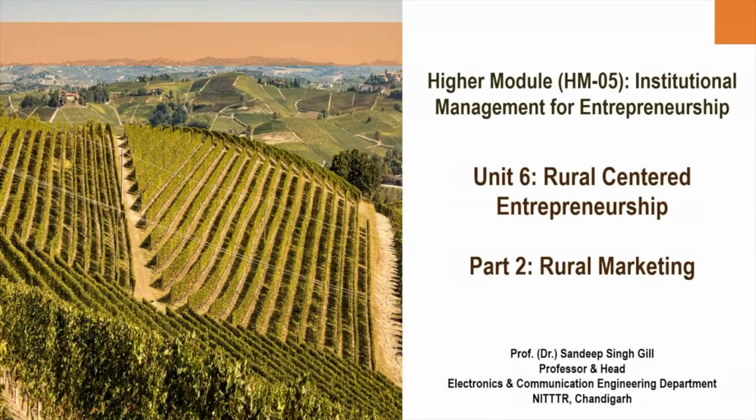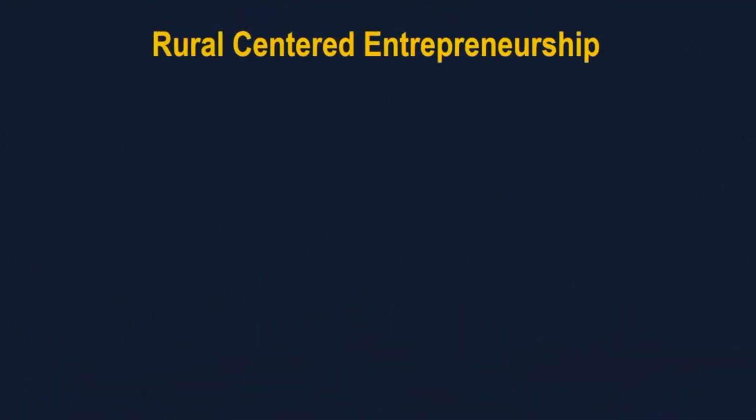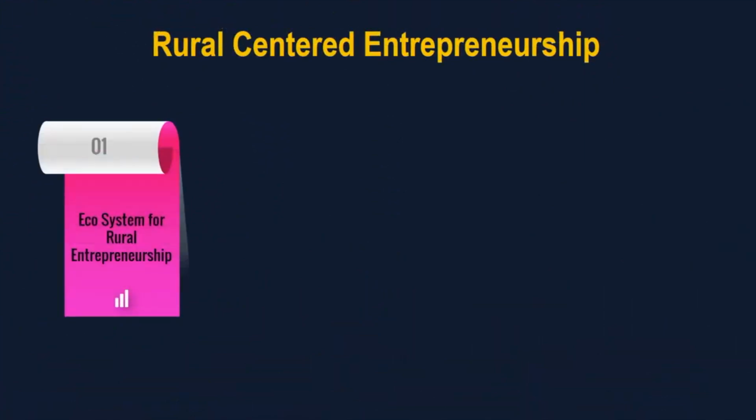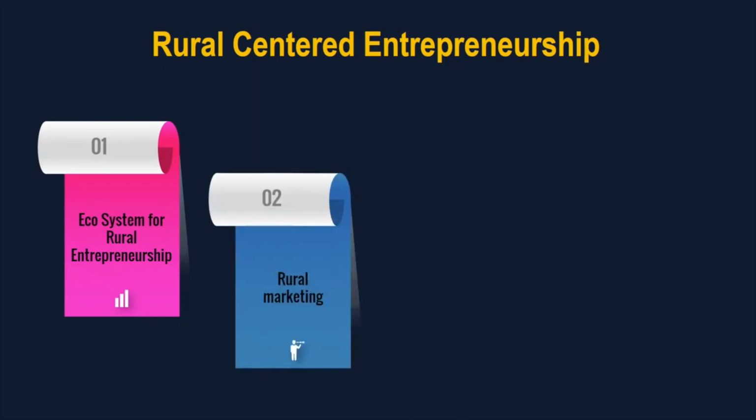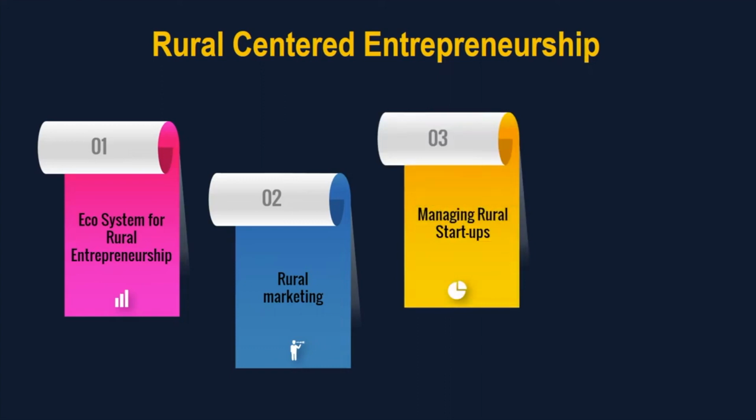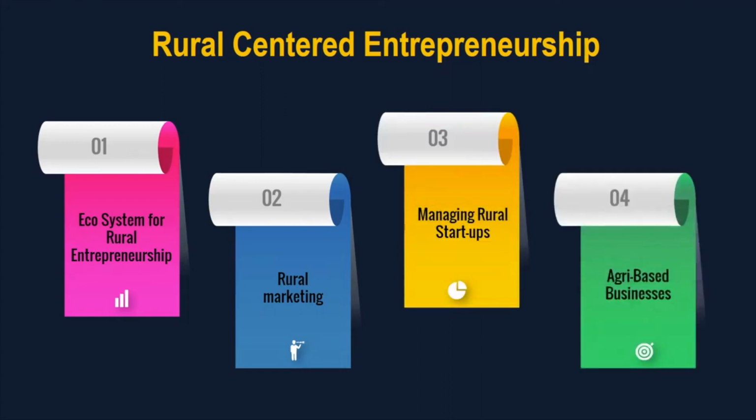Dear participants, today we shall discuss the part 2 of the unit on rural centered entrepreneurship. We shall be concentrating on rural marketing today. Just to apprise you again, the first part consisted of ecosystem for rural entrepreneurship. Today we shall be discussing rural marketing. It shall be followed by 2 more units, one on managing rural startups and the last on agri based businesses.